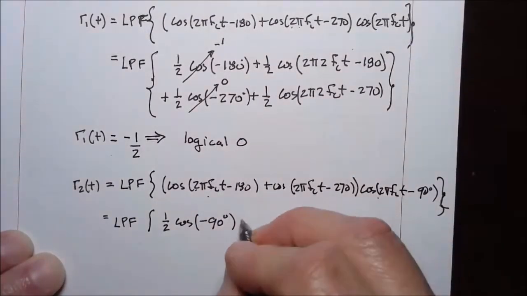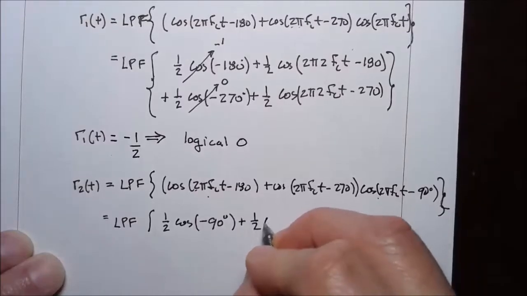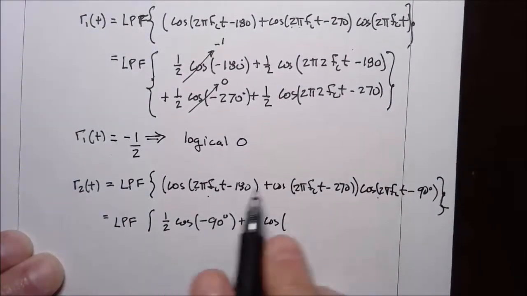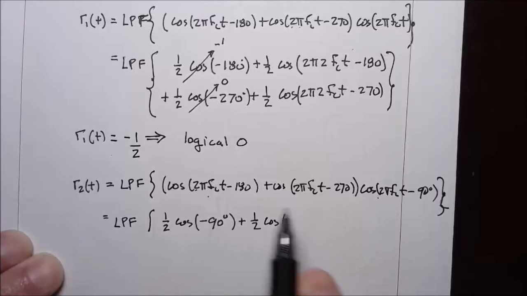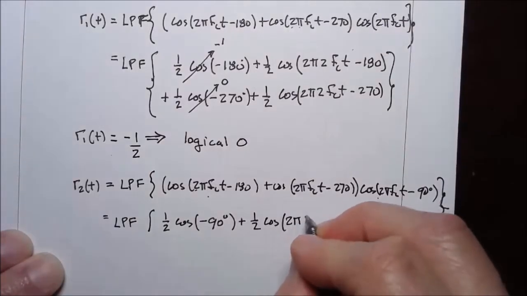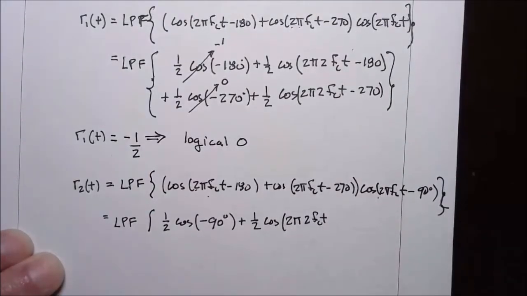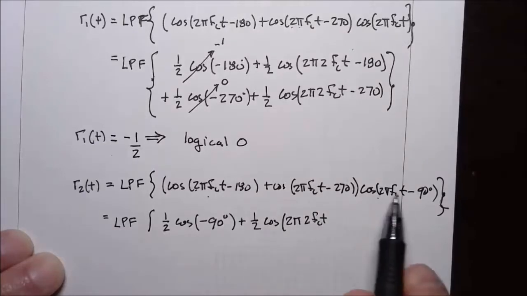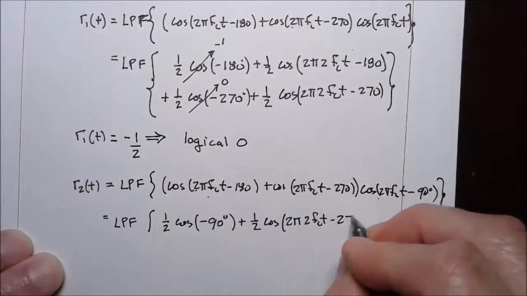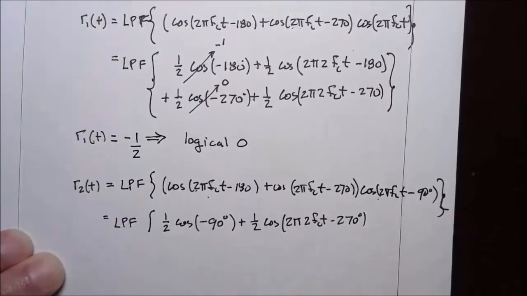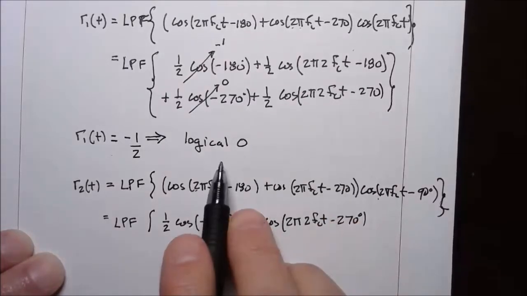And then for the other term, plus a 1/2 cosine of the sum of these two angles. So that's going to be 2 pi times 2 fct. And then we add minus 180 minus 90. That's minus 270 degrees. That's the first multiplication.